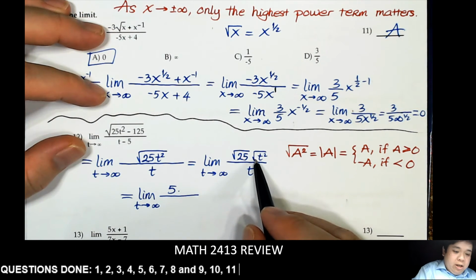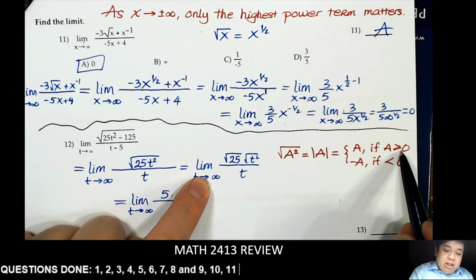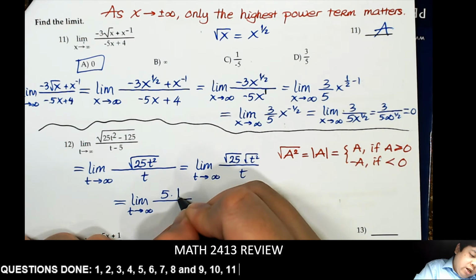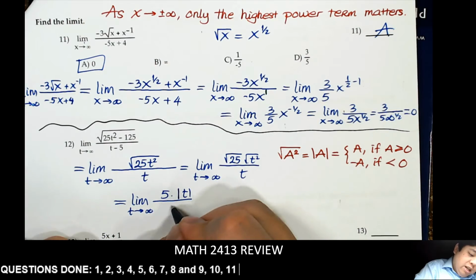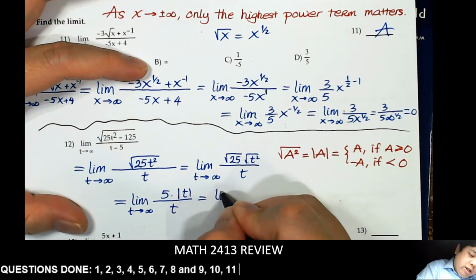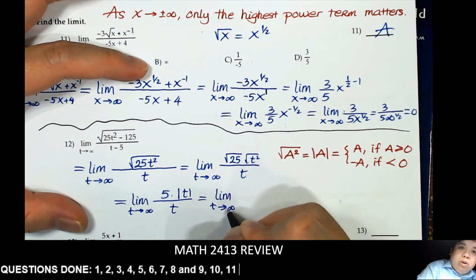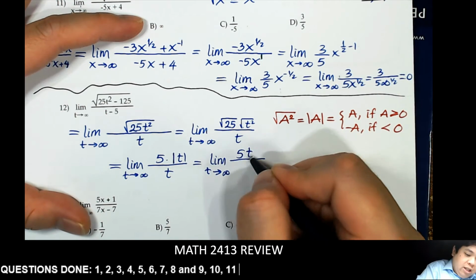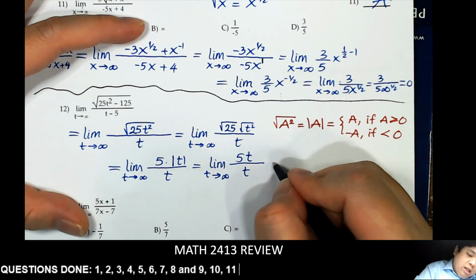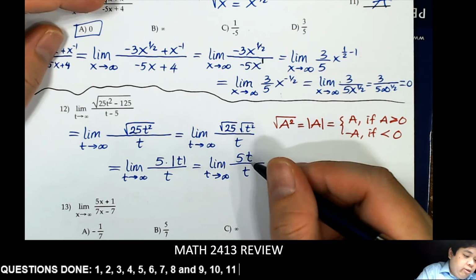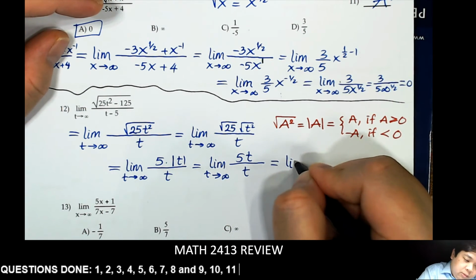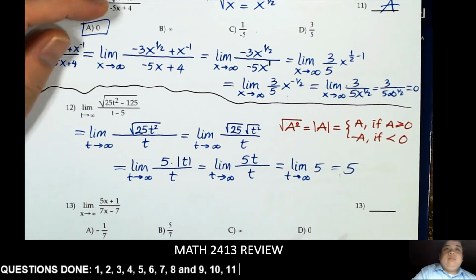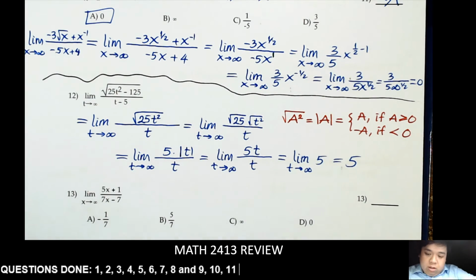And square root of t squared. Now t goes to infinity, so that's definitely positive. So we just have the absolute value of t, which turns out to be t, since t is positive, because it goes to infinity. We're going to have 5 times t, and then we cancel out the t, so this equals just 5. Which is equal to 5 times 10.